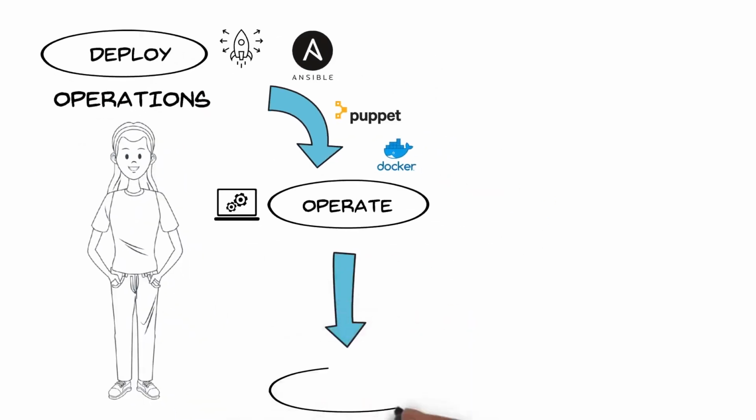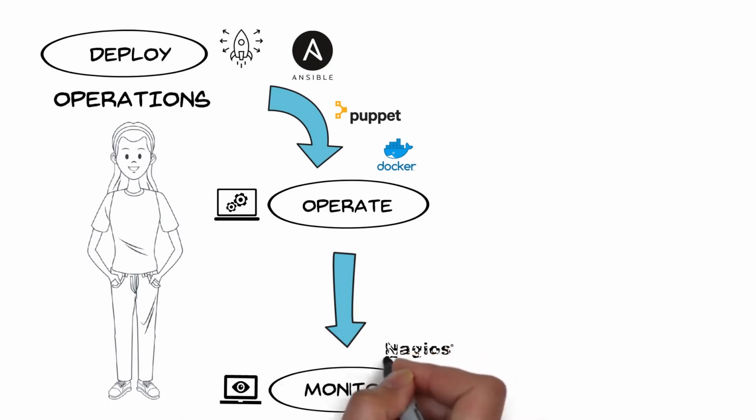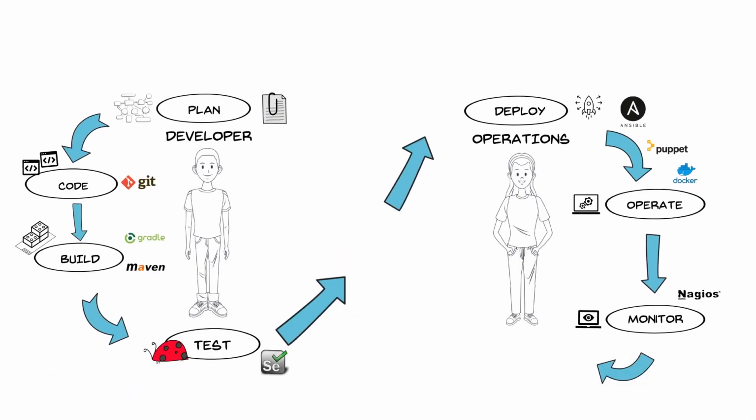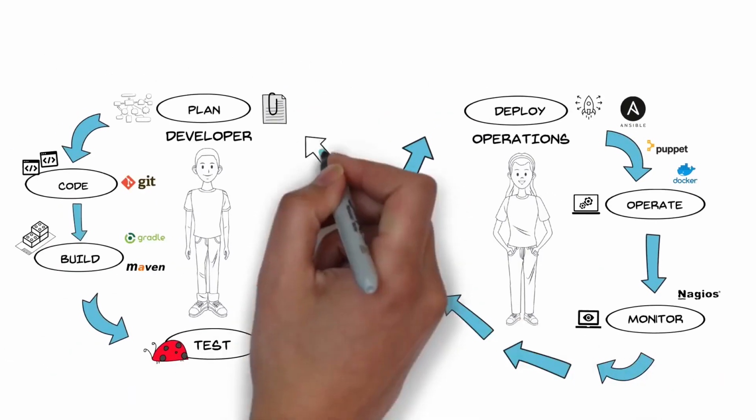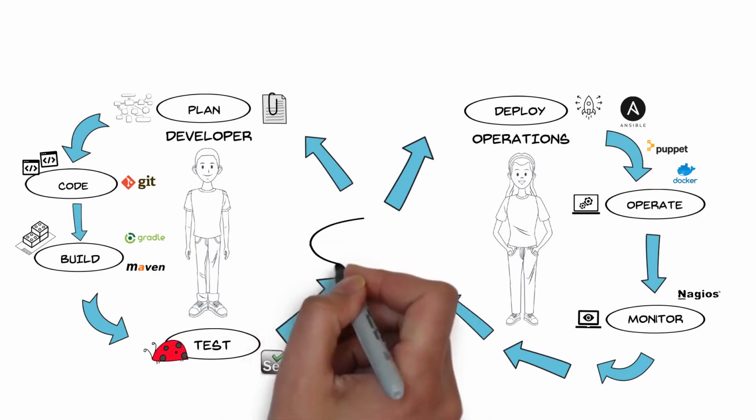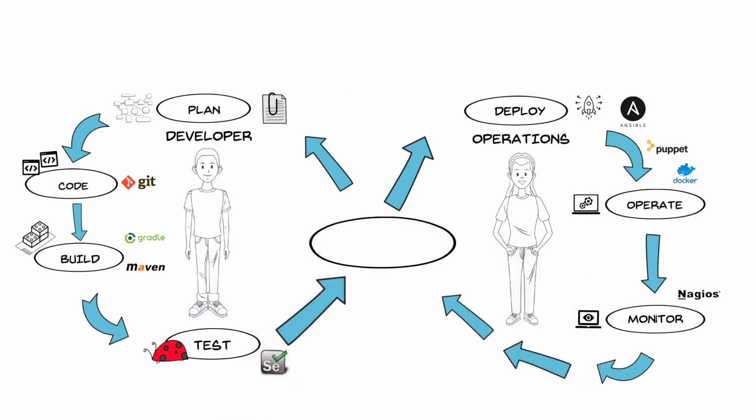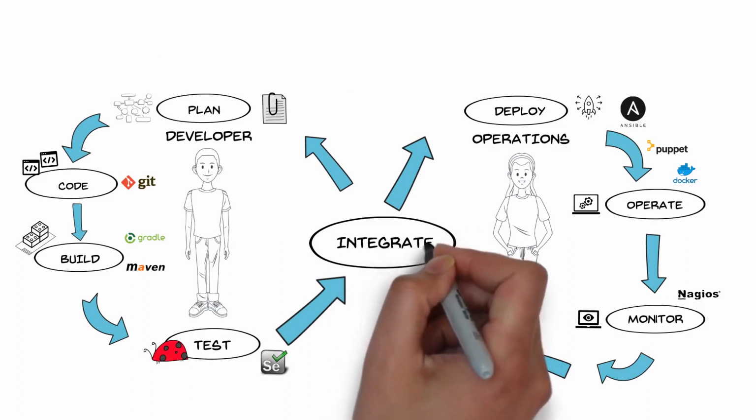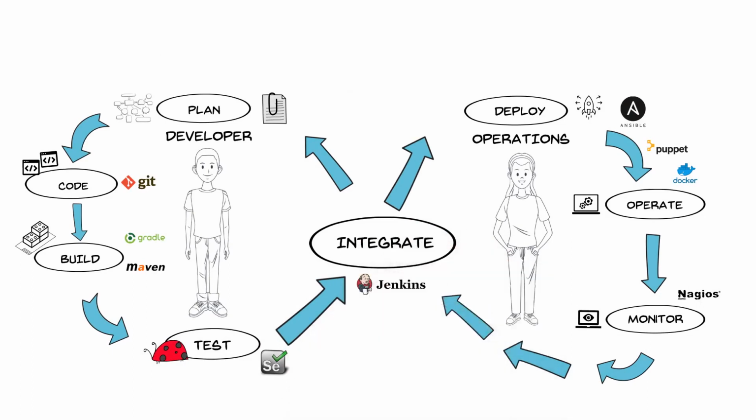Now, every product is continuously monitored in its working environment. Nagios is one such tool that automates this phase, and the feedback is fed back to the planning stage. And finally, we have the core of the DevOps lifecycle, the integration stage. Tools such as Jenkins is responsible for sending the code for build and test. If the code passes the tests, it's further sent for deployment. This is called continuous integration.